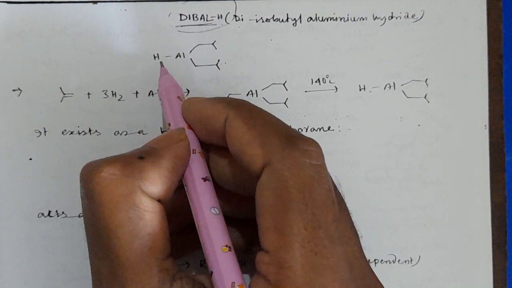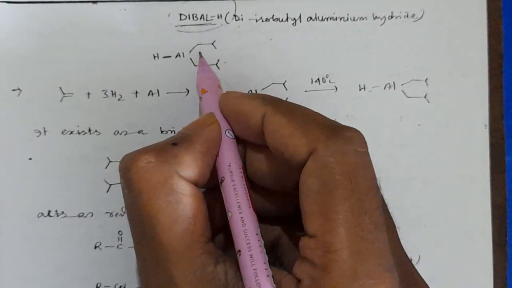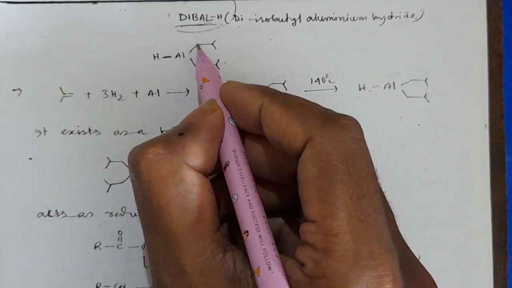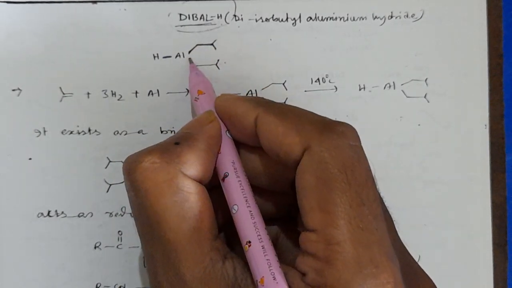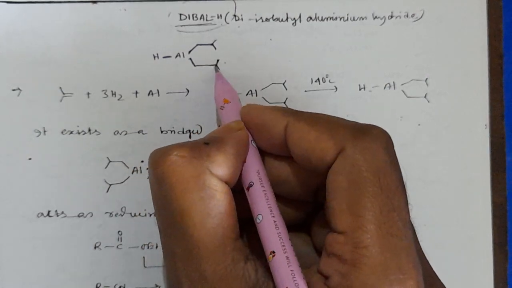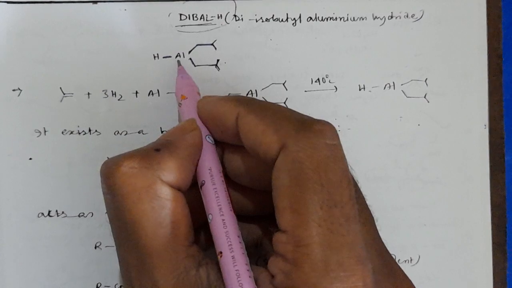So this is the structure, as you can see, where two isobutyl groups are directly bonded with this aluminium, and one hydrogen is directly attached to aluminium.